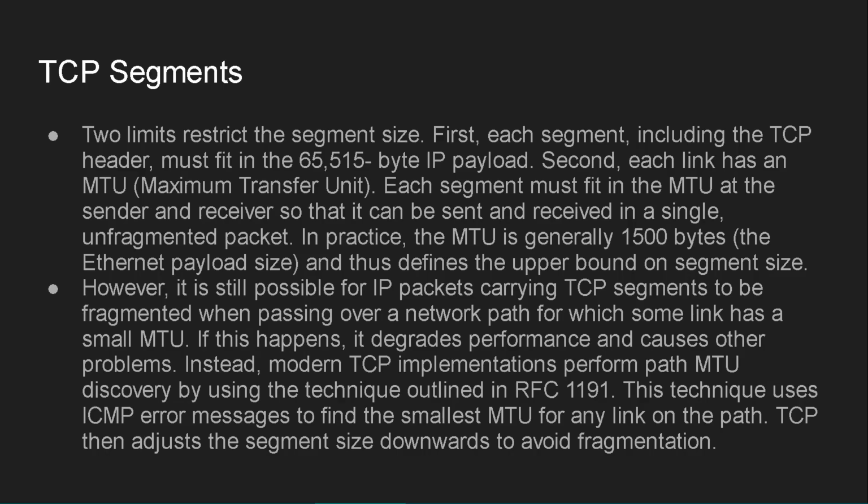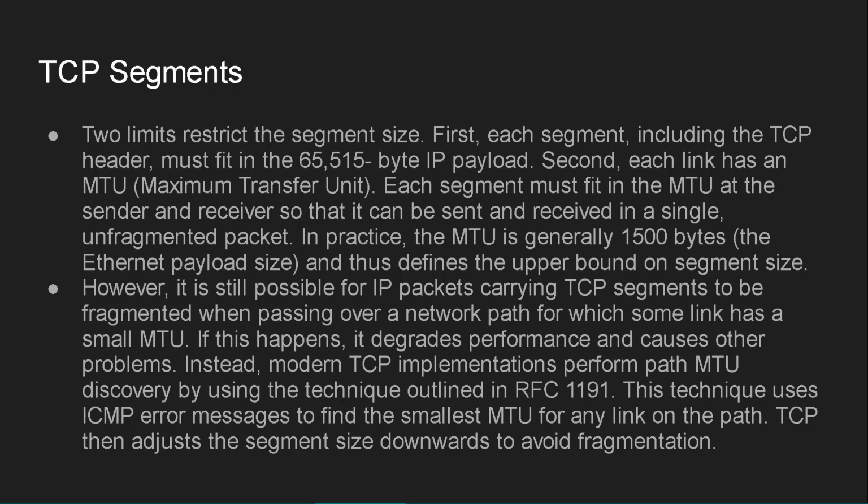And finally, TCP segments. Two limits restrict the segment size. First, each segment, including the TCP header, must fit in the 65,515 byte IP payload. Second, each link has an MTU, or maximum transfer unit. Each segment must fit in the MTU at the sender and receiver so that it can be sent and received in a single unfragmented packet. In practice, the MTU is generally 1,500 bytes, the Ethernet payload size, and thus defines the upper bound on segment size.